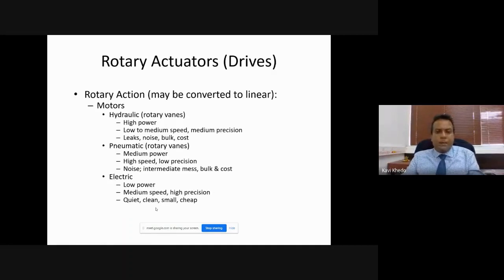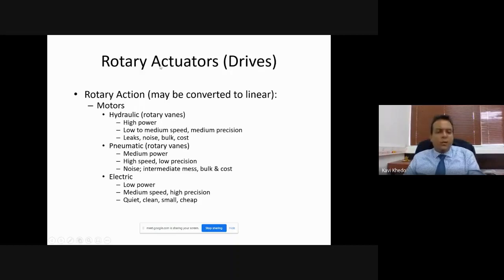These are examples of rotary actuators that perform rotary movement in a circle. So you can have most motors, obviously, they perform a rotary movement, which can be converted to linear, obviously through pulleys or a particular mechanism. Again, here it can be hydraulic, pneumatic, and electric.